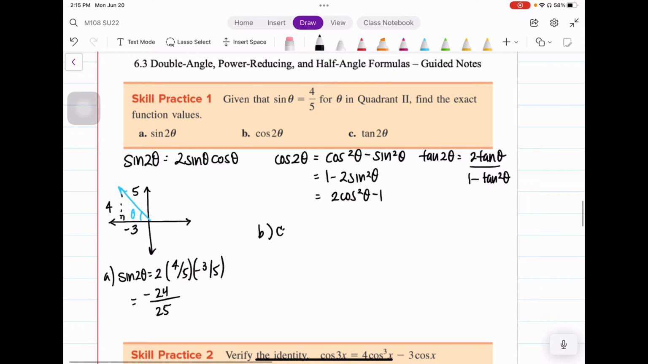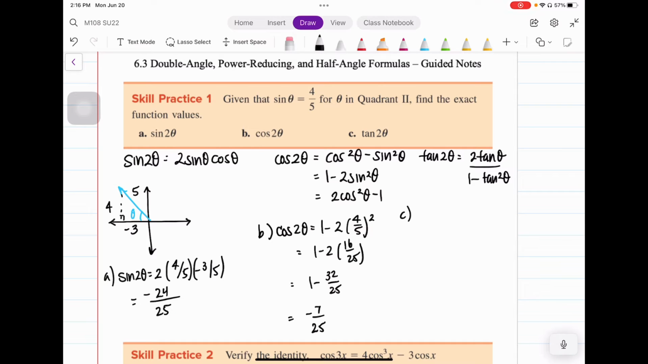For part B, the cosine of 2 theta is equal to cosine squared minus sine squared, 1 minus 2 sine squared theta, or 2 cosine squared theta minus 1. You can use any of them. We already are given sine, so I'm just going to use that. So that's 1 minus 2 times 4/5 squared. That's 1 minus 2 times 16/25, or 1 minus 32/25, which is the same thing as negative 7/25.